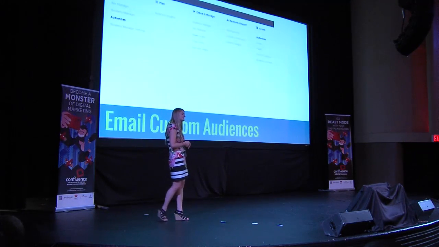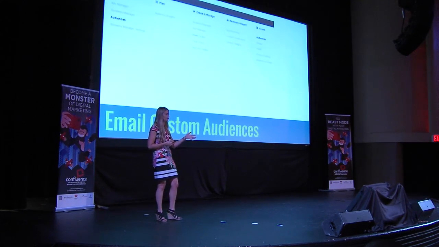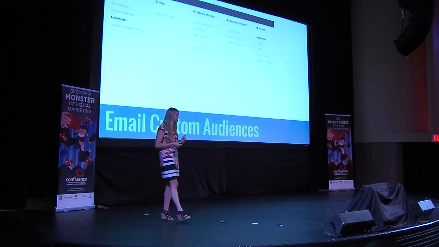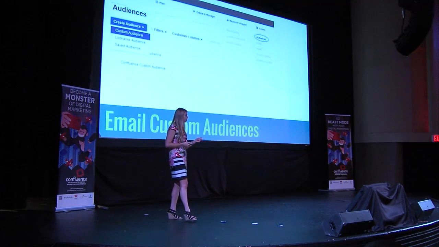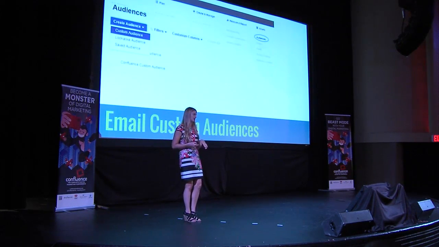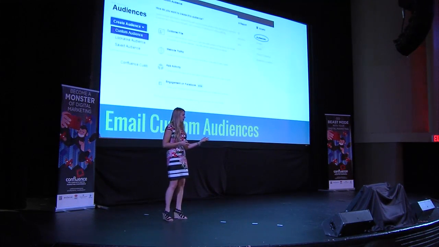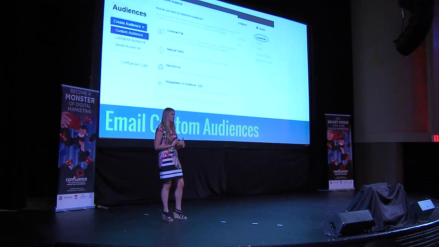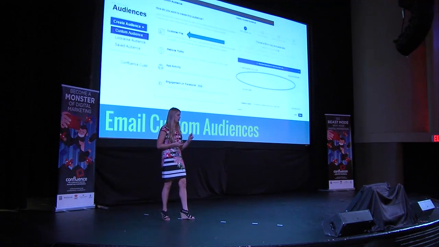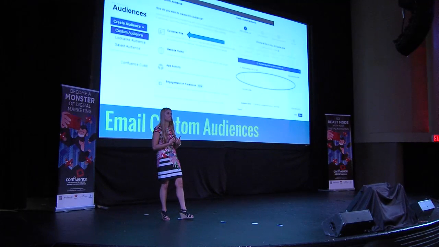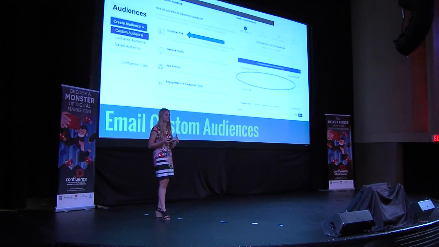So in order to access custom audiences, you're going to want to fire up your business manager. And under the Assets tab, you'll select Audiences. And then under the Create Audience dropdown, you'll select Custom Audience. And then you'll be prompted with all types of audiences that Facebook will allow you to build. So for an email list, I chose Customer File. And then I uploaded an email list from our Confluence MailChimp account directly into Facebook.